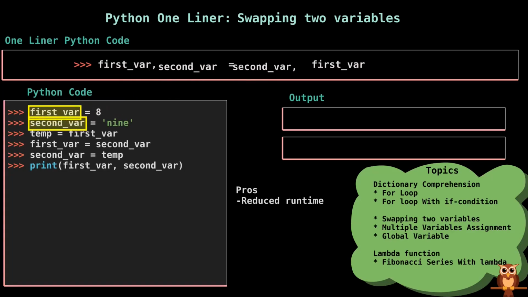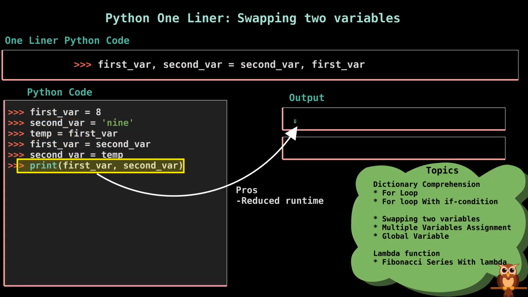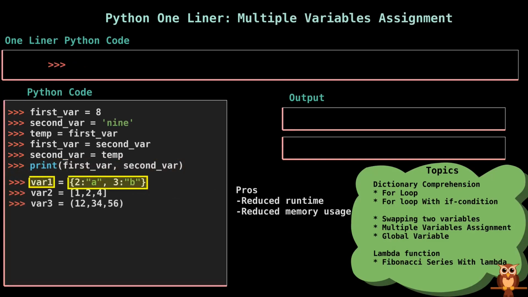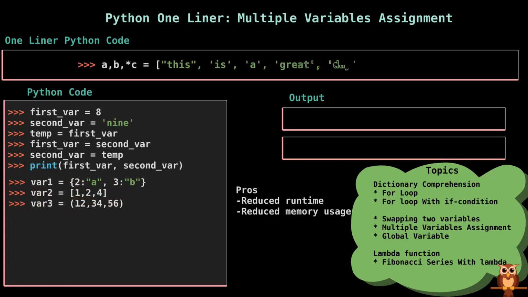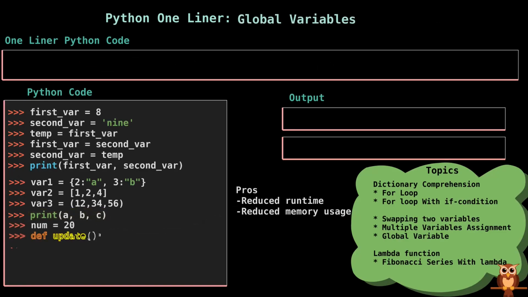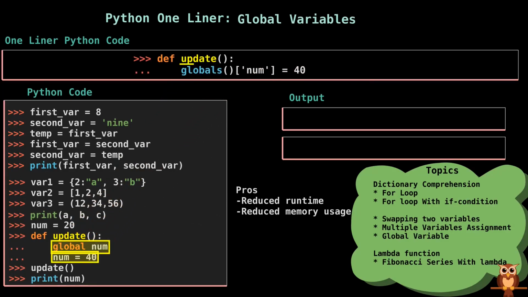As you can see here, swapping is done in a single line, another advantage, because if fewer instructions are written for an algorithm, the shorter the execution time. It's true in many cases. Also, multiple data types variable assignment can be written in a single line. Here, we declare a global variable in a function using a single line.